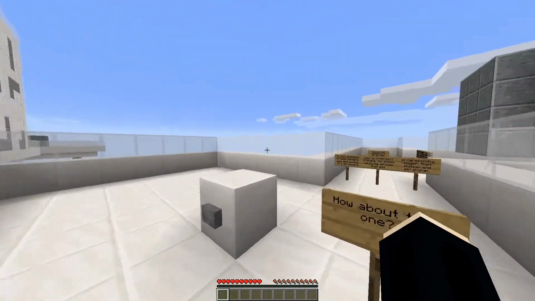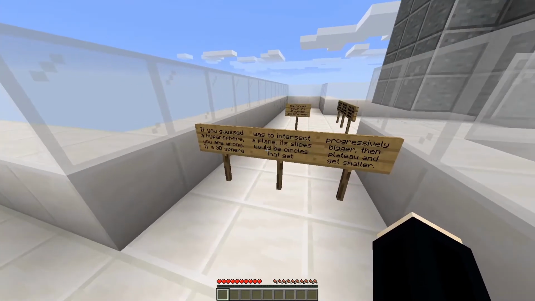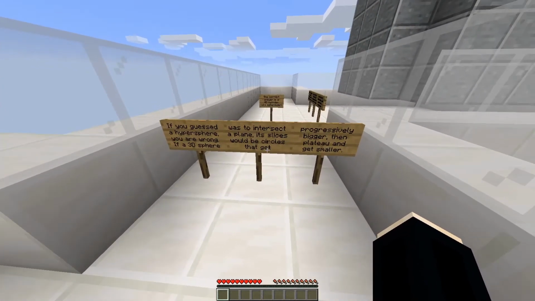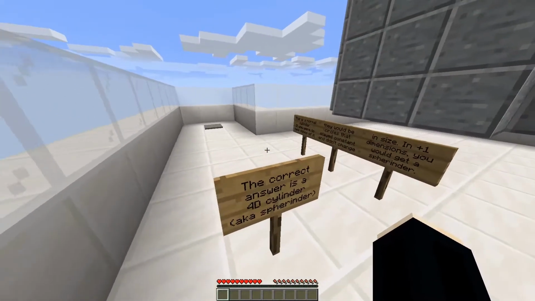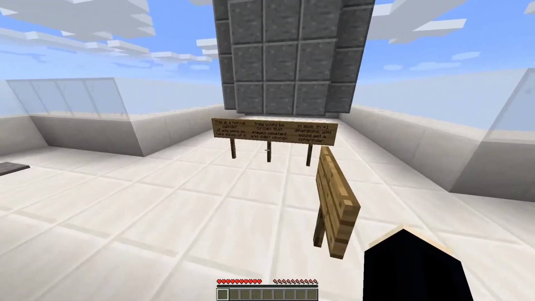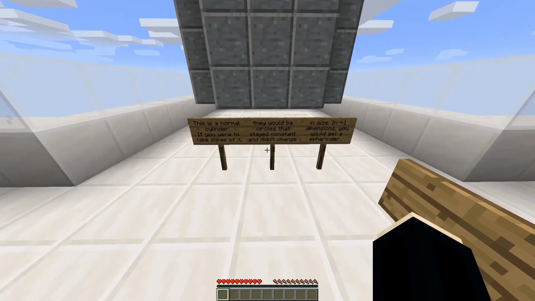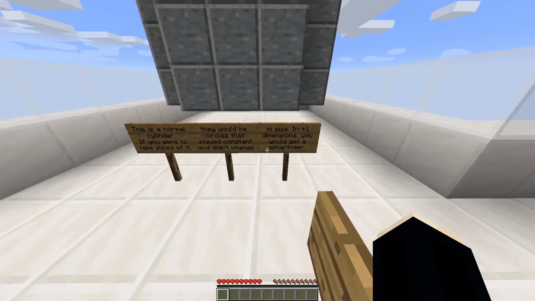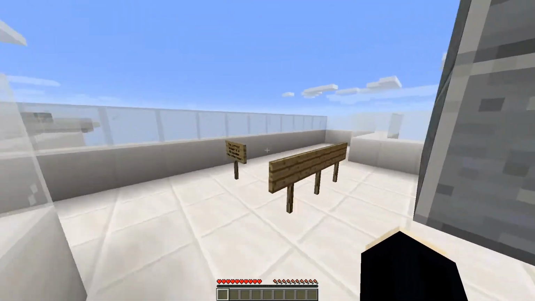I think that would be a hypersphere. No, it's not a hypersphere. If a 3D sphere were to intersect the plane, its slices would be circles that progressively get bigger. So then it would be a cylinder. Yeah. A spherinder. Okay. This is a normal cylinder. If we were to take slices of it, there would be circles that stay constant and didn't change in size. And with one more dimension, you would get a spherinder. Kind of a weird object.